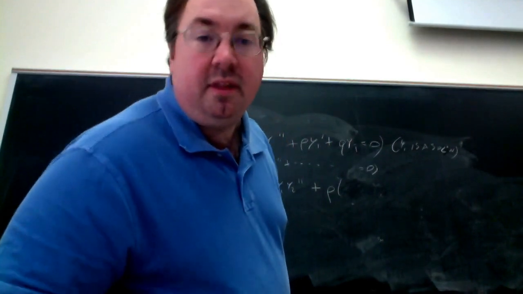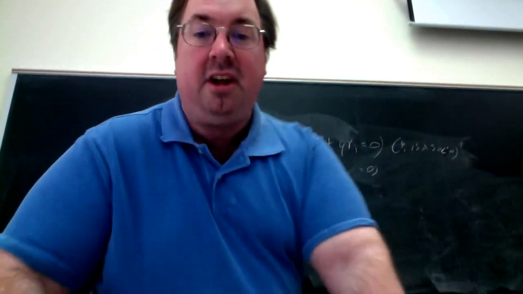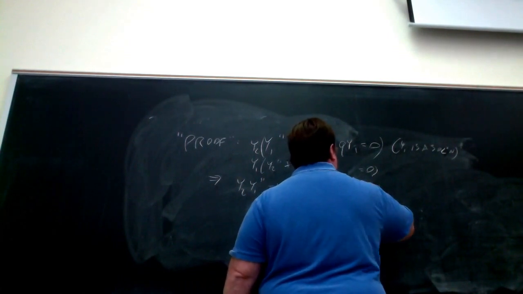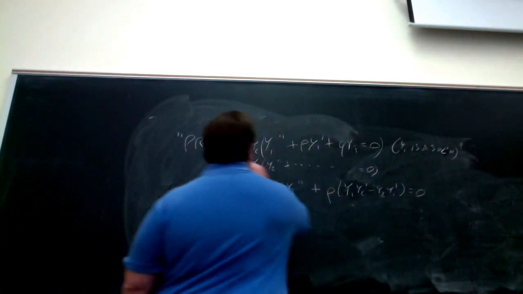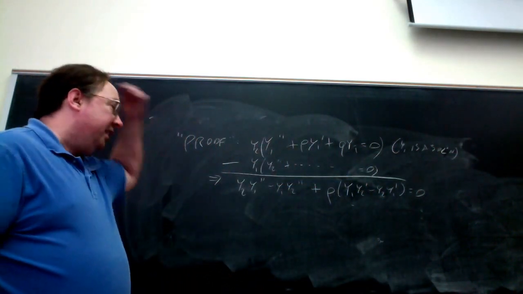y1 y2 prime, the same thing except with y2. Sorry, I'm having to rush, but it's all done out in the notes. y1 y2 prime minus y2 y1 prime is all equal to 0. So if I take these two equations and subtract them, I get this.